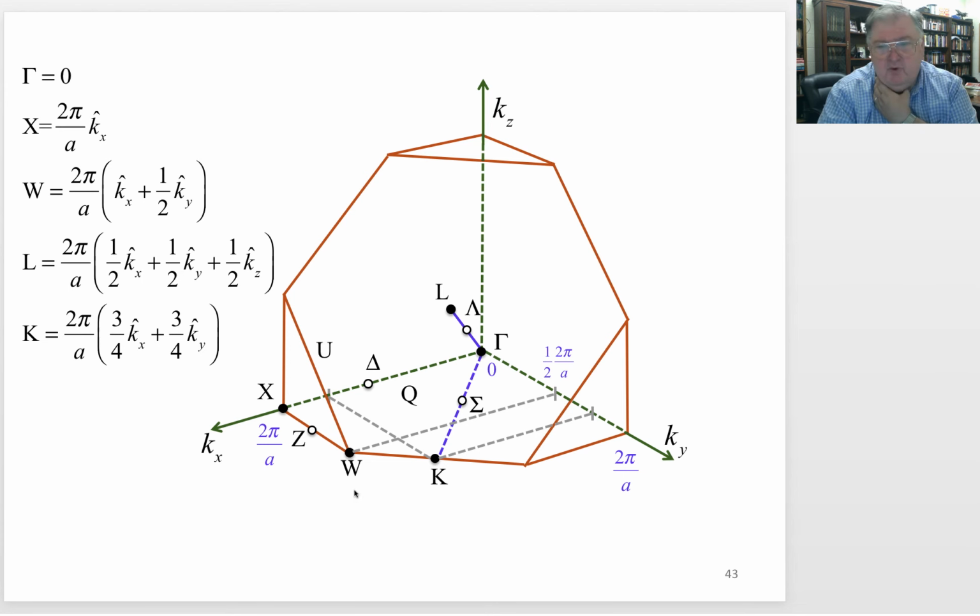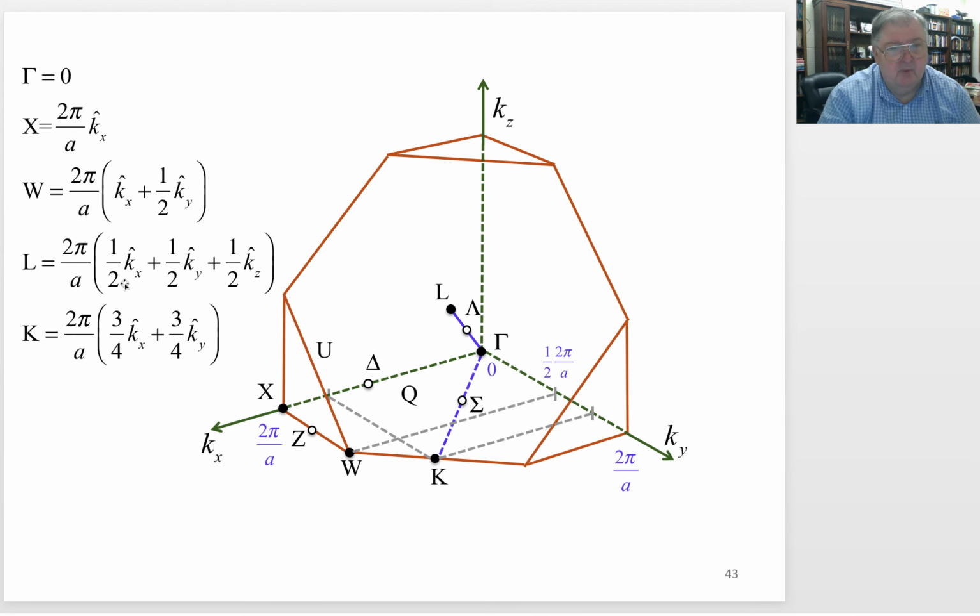Similarly, for the K point here, that goes along the bottom plane, and you see as you go from the origin to the point where the center point of this face of the hexagon is, that's 3/4 of the way here and 3/4 of the way here. So there's a K point.